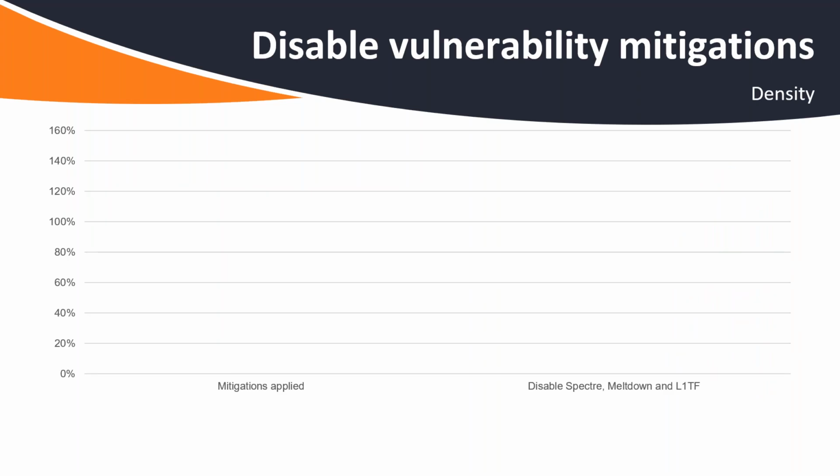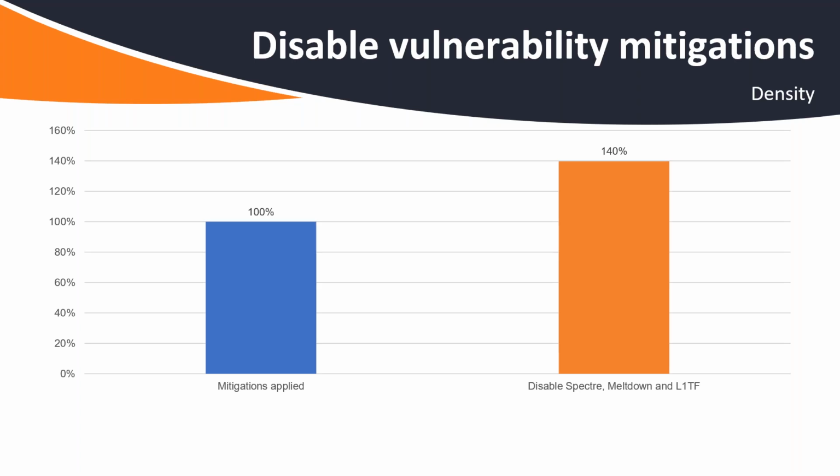Our baseline was mitigations applied. That baseline is 100%. But when we disable Spectre, Meltdown and L1TF, we gain 40% additional density. Now, I'm by no means propagating that you should disable Spectre, Meltdown or L1TF. I'm saying that if you are still in a situation where you have to evaluate enabling this, then this is the gap you need to be aware of. So there is a clear distinction between all mitigations applied and disabling Spectre, Meltdown, L1TF.